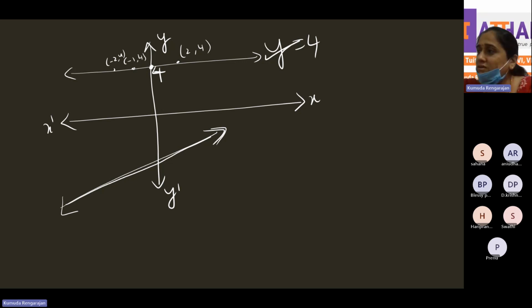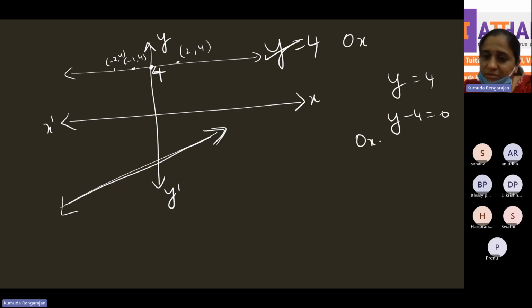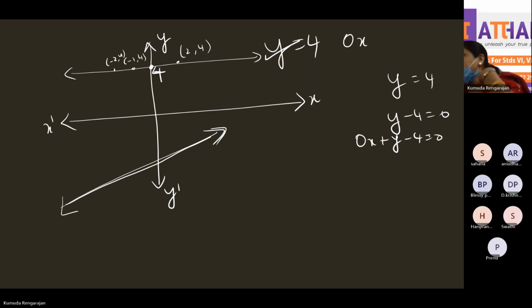So what is fixed here? Y, the ordinate, is 4. That's the equation. See, y is equal to 4, right? So y minus 4 is equal to 0, or 0x plus y minus 4 is equal to 0, in the standard form. Whatever option is given. Correct, children?